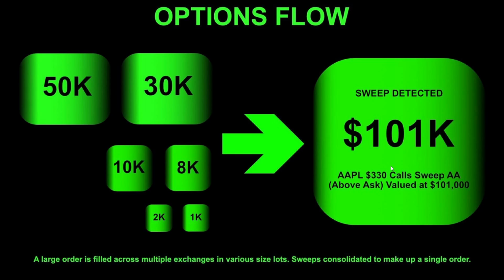What the option sweep allows traders to do is get their orders filled as quickly as possible. It allows them to do this by breaking down this large order that you see on the right into individual smaller orders that will then get filled on multiple different exchanges. So this $50,000 order here will get filled on one exchange, and then this $8,000 order will get filled on a completely separate exchange. Both this $50,000 and this $8,000 order belong to this $101,000 order, but the sweep order type allows this order to get filled quicker by breaking it into smaller pieces.